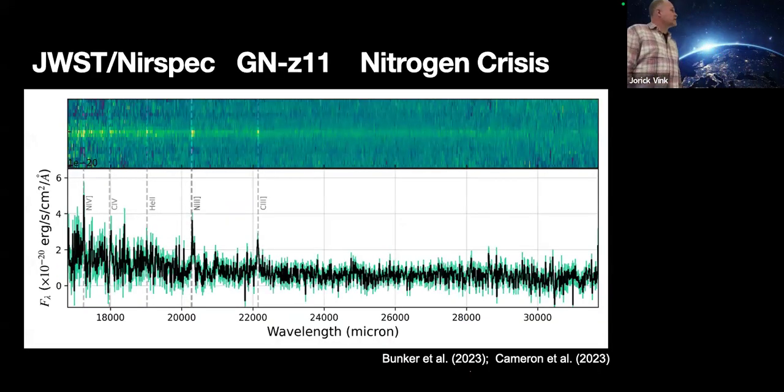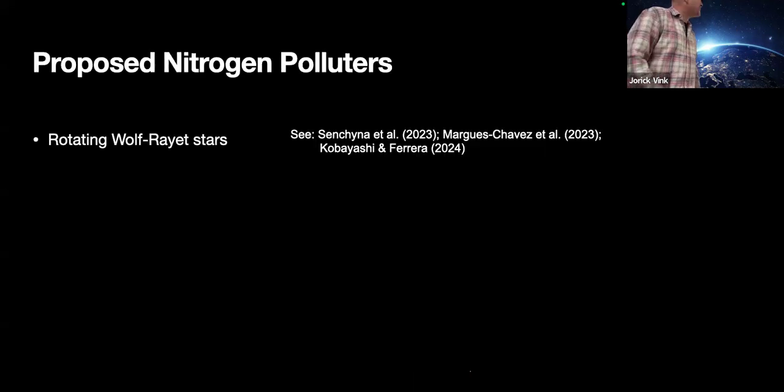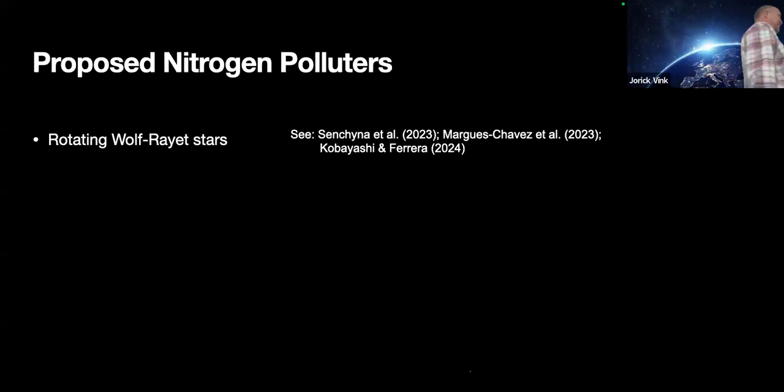Finally, this nitrogen crisis. I have to say something about that. This is not just a problem for Dutch farmers. This is a problem for all of astrophysics, apparently. So there are a couple of suggestions where all this nitrogen comes from.